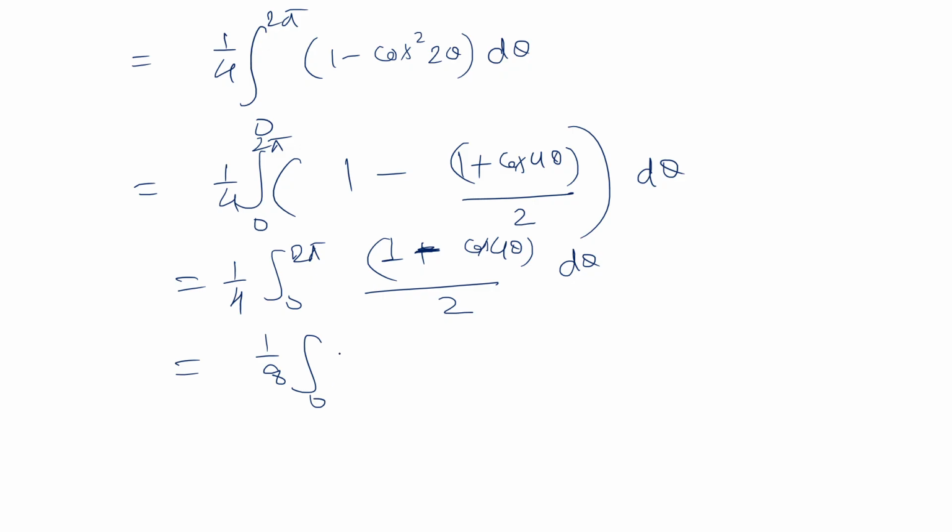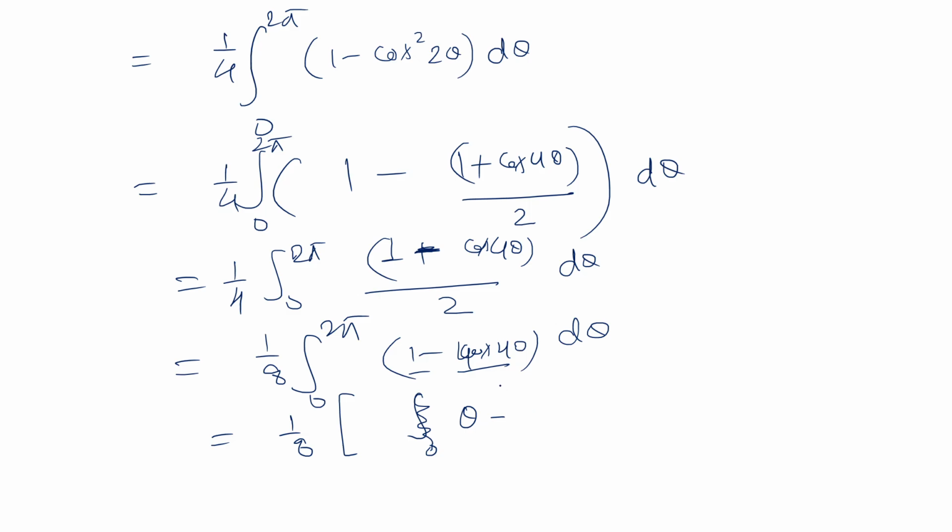So 1 by 8, integral from 0 to 2π, (1 minus cos 4θ) dθ. Now let us do the integration. The integral operator is linear, so we can integrate term by term. The integration of 1 is θ, minus the integration of cos 4θ, which gives sin 4θ by 4. The limit is 0 to 2π.